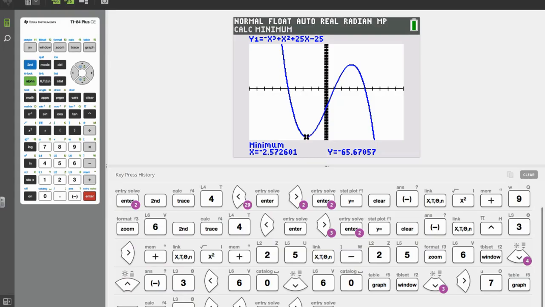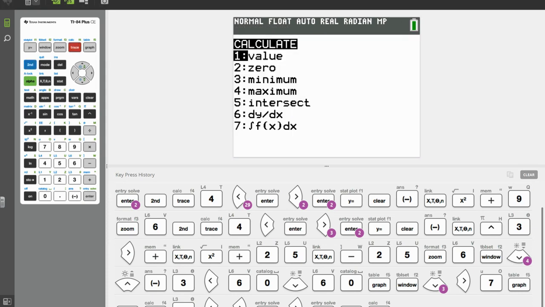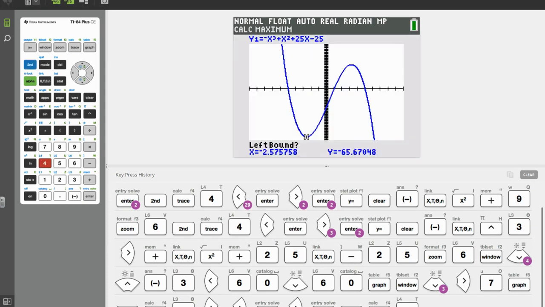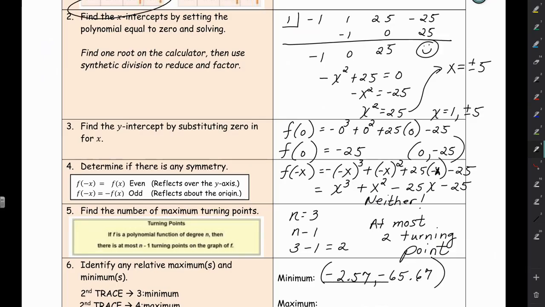Now I'm going to go back to my calculator. I'm going to calculate the maximum, second trace, pick number 4, move my spider to the left of my maximum. Enter, to the right of it, enter. And I get 3.24, 32.49.